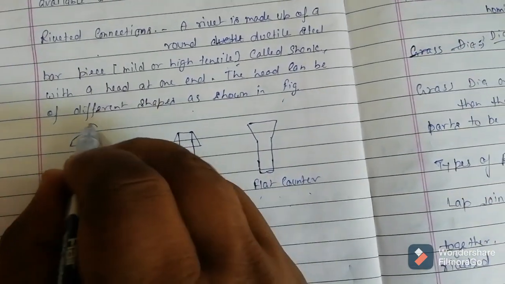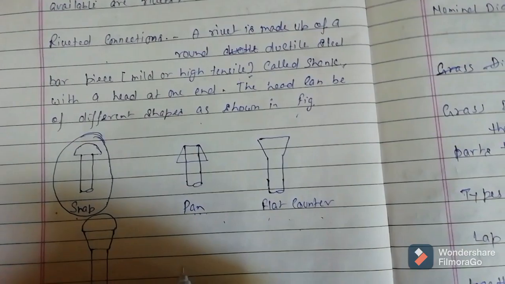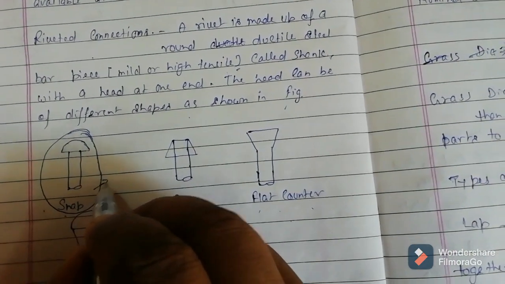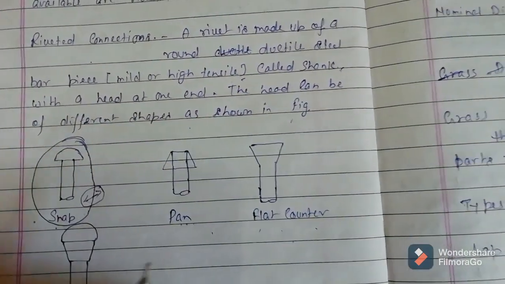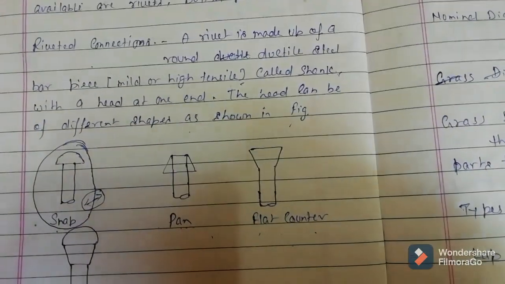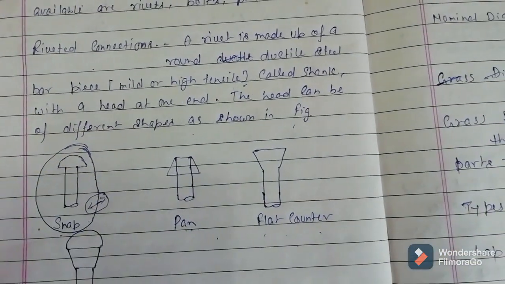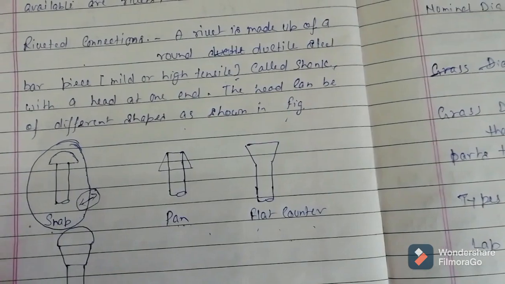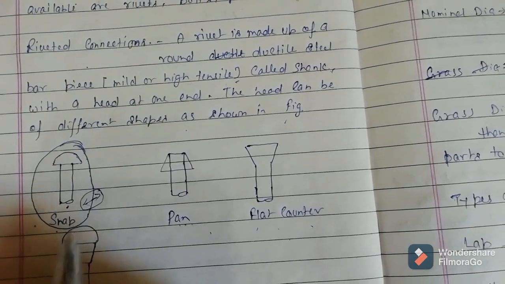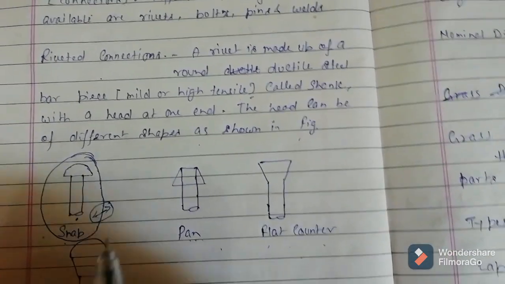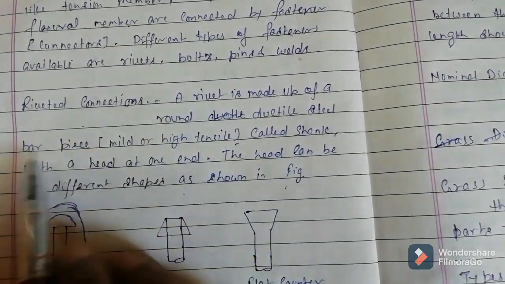Perhaps you have already seen these types of rivets. If anyone has not seen these rivets, then at least visit a railway bridge. If you once visit the railway bridge, then you can find the rivets. You can't find nuts and bolts, but you are going to find this type of rivets. As already discussed, the rivet is made up of round ductile steel bar.